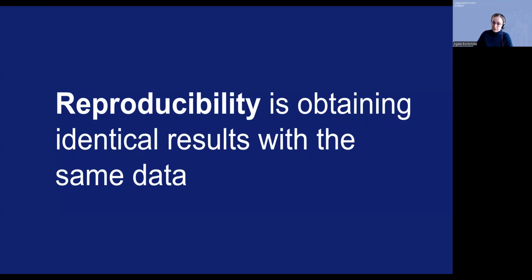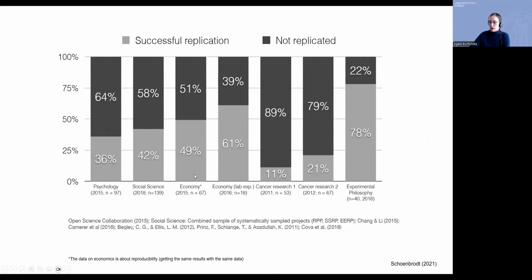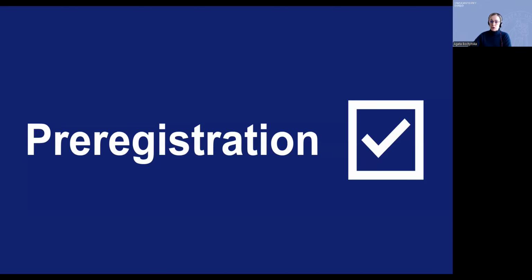So this is more of a verification of the original study with the original set of data. And actually here in this graph, the economics results with the asterisks are results for reproducibility, not replicability. But other than that, those are replication attempts, and those are still quite high numbers of failures to replicate these studies. And so pre-registration has been proposed as a solution to that.